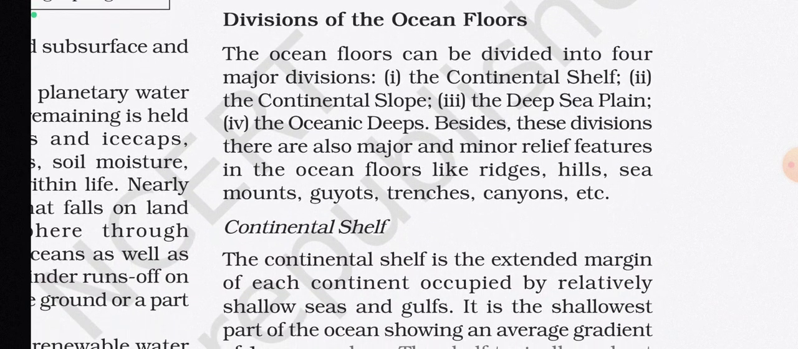Now, divisions of the ocean floor. The ocean floors can be divided into 4 major divisions: the continental shelf, the continental slope, the deep sea plain, the oceanic deeps. Besides these divisions, there are also major and minor relief features in the ocean floors like ridges, hills, seamounts, guyots, trenches, canyons, etc.